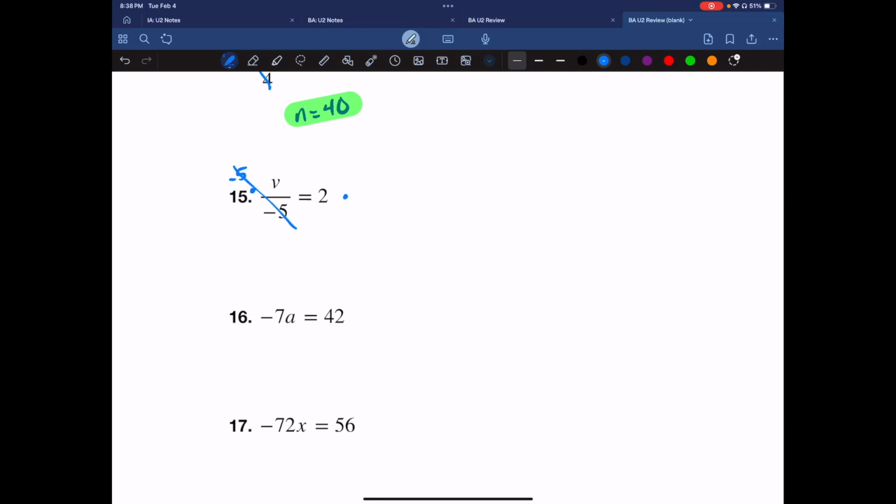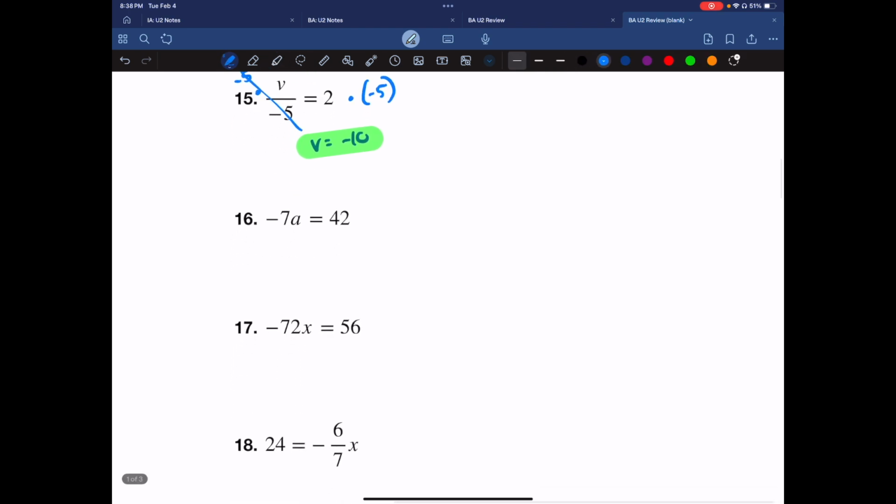That goes away. Multiply by negative 5 here. And I put parentheses around it because I'm multiplying by a negative, and I want to make sure that I'm not going to make a sign error. Okay, so that's going to be v equals negative 10, and we're done. Starting out simple, it will get a little more complicated, so just hang on.